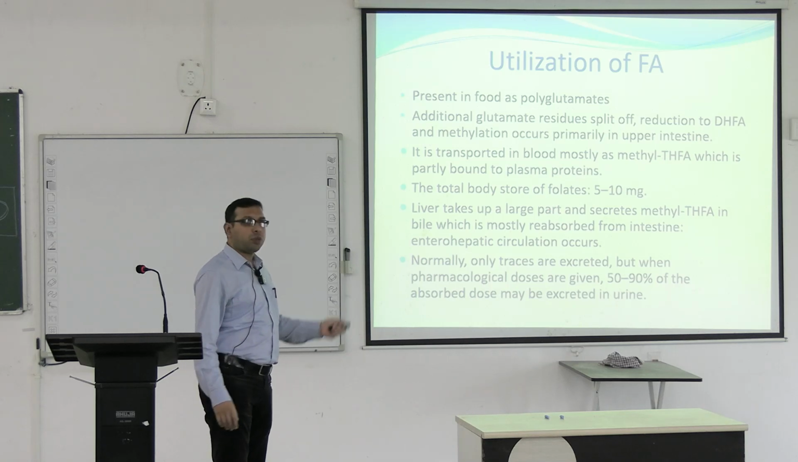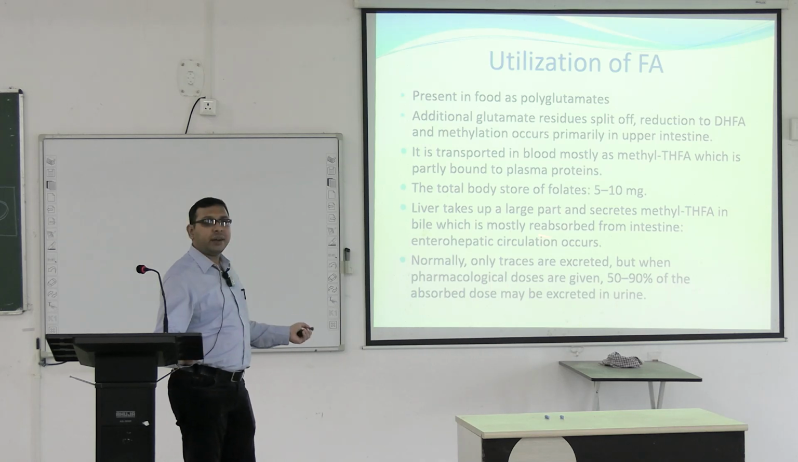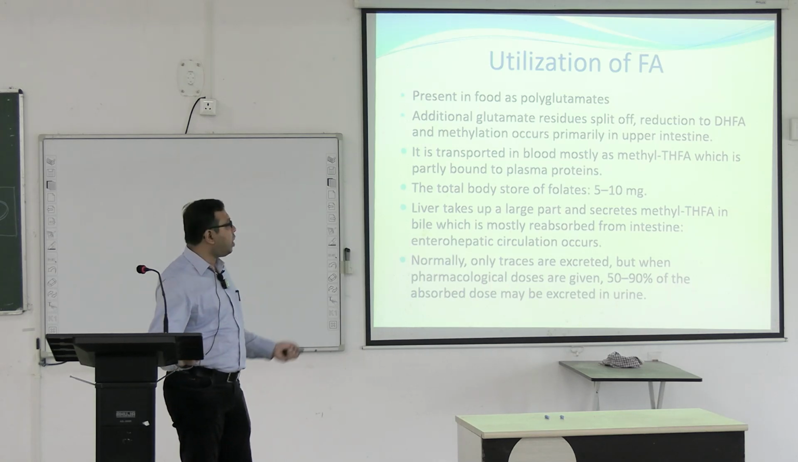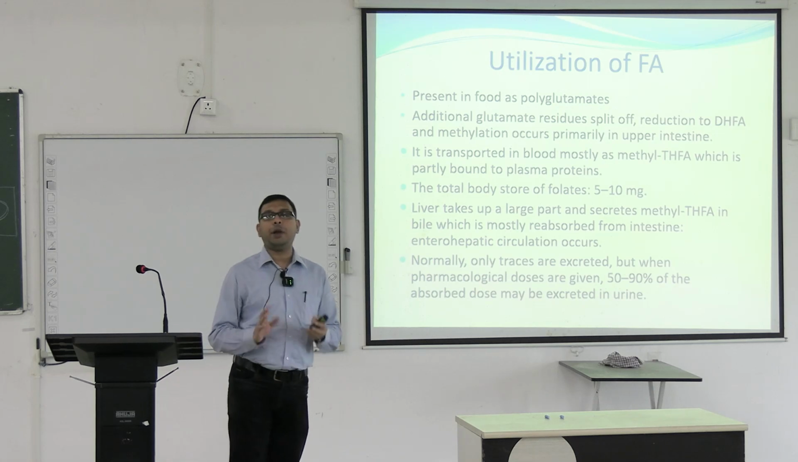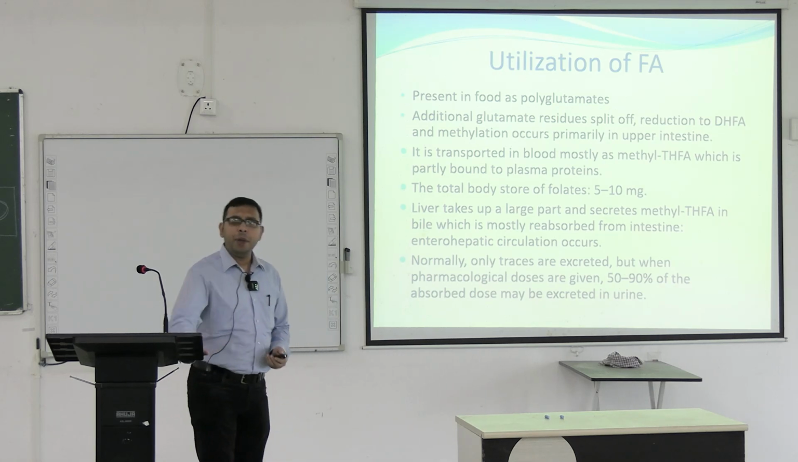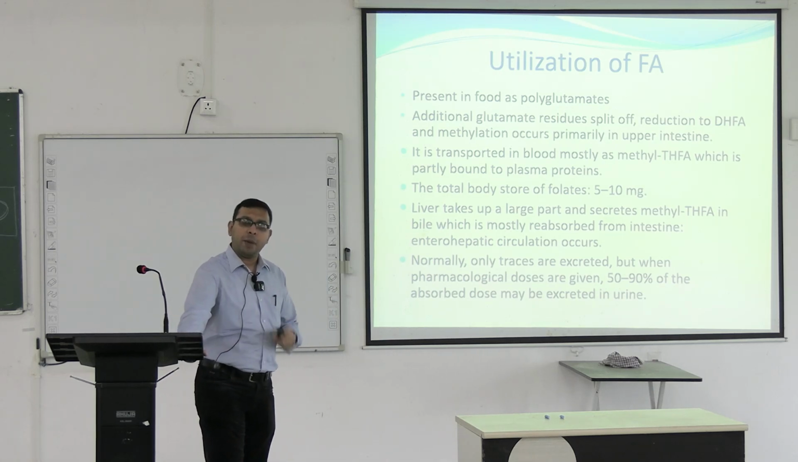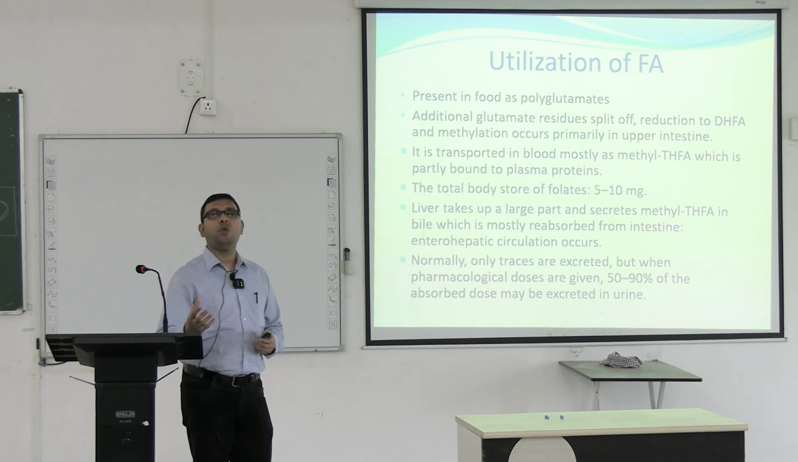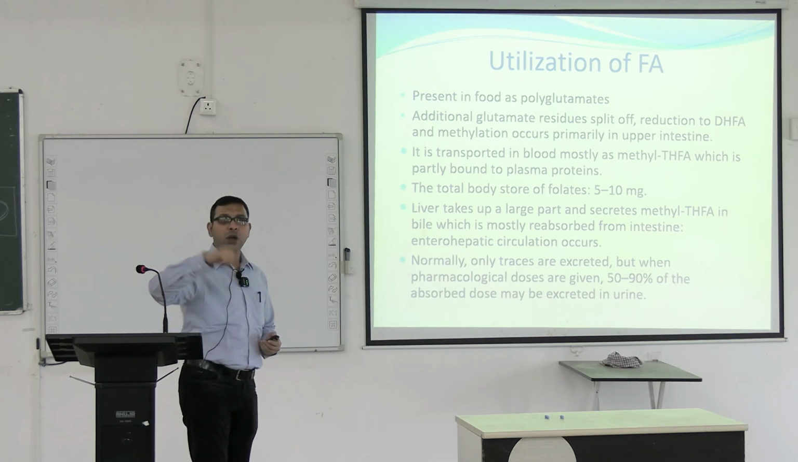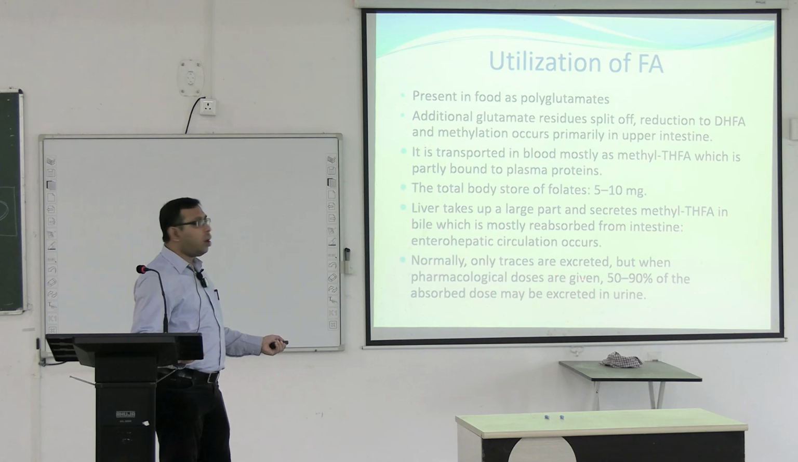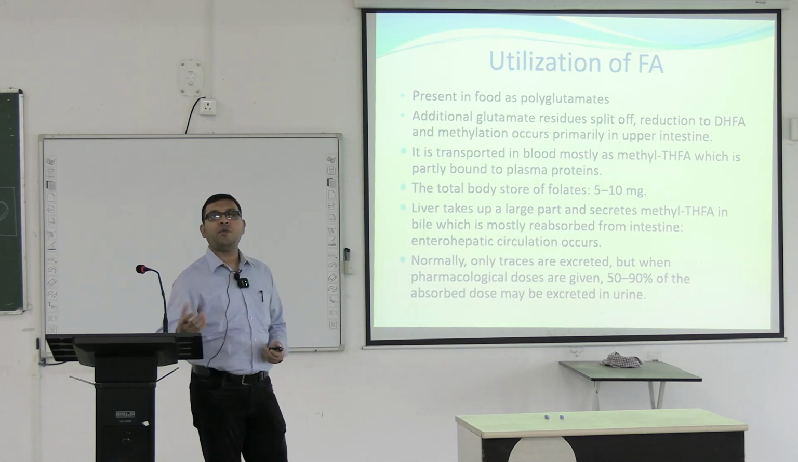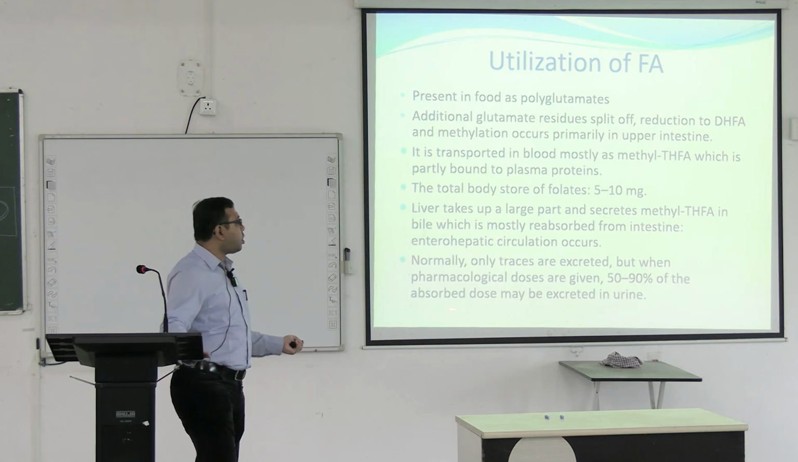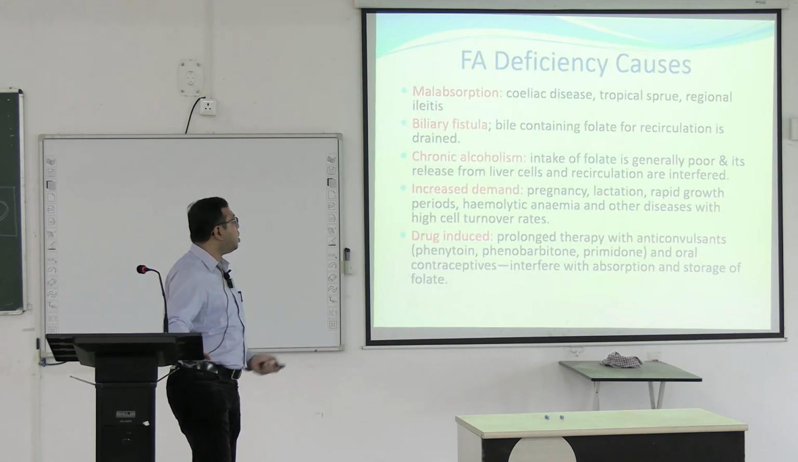Total body store is approximately 5 to 10 milligram. The liver takes up a large amount of folic acid and secretes methyltetrahydrofolic acid in bile, which is mostly reabsorbed from the intestine, and enterohepatic circulation happens. For vitamin B12, iron and folic acid, enterohepatic circulation occurs. That's why the total pool ultimately increases, because the same thing goes round and round. Normally only traces are excreted, but when pharmacological doses, that is a large amount of folic acid, are given, 50 to 90% of the absorbed dose may be excreted in urine.